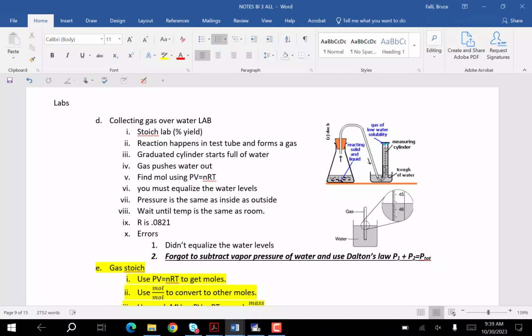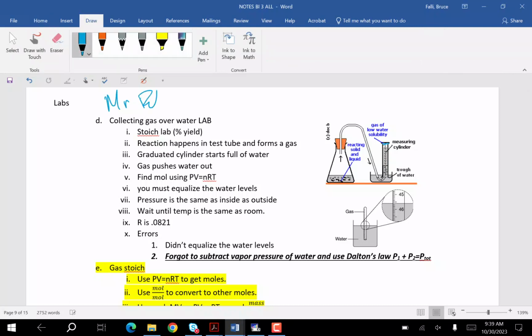So, here we go. We are going to talk about collecting a gas over water. What's going to happen is it's going to be a stoichiometry lab, probably. I'm going to add zinc plus HCl, and I could give you grams that you can turn into moles, and I could give you milliliters and molarity that you can turn into moles.